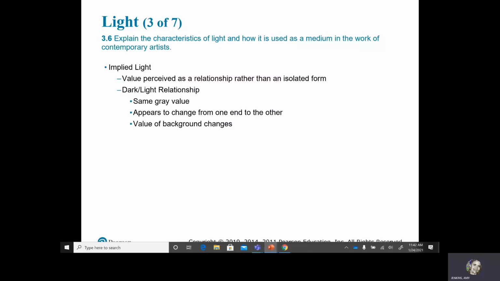Implied light. We have value perceived as a relationship rather than an isolated form. We have a dark light relationship. Same gray value appears to change from one end to the other. Value of background changes.